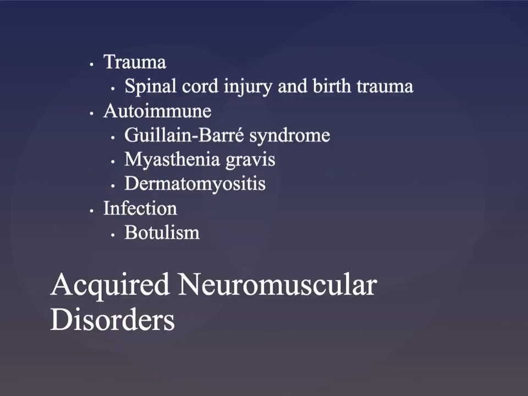Okay, we have a lot of acquired neuromuscular disorders, and this is kind of some FYIs for you. So due to our spinal cord injuries or birth trauma, head trauma, which somebody will be talking about. Autoimmune diseases can lead to neuromuscular disorders. So like Guillain-Barré syndrome, myasthenia gravis, and botulism can too. So just be aware that other things can cause these issues.